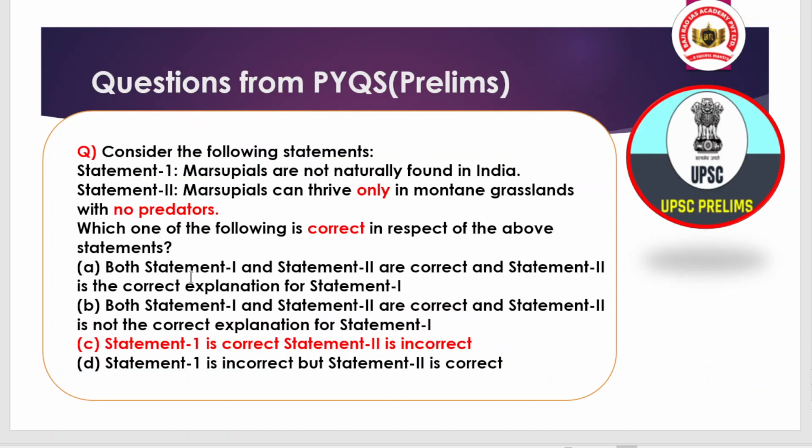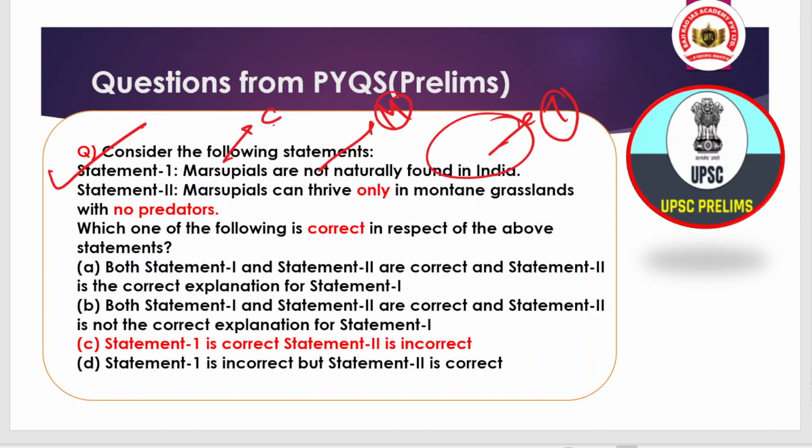Now the solution of the prelims question is option C. And why option C? Because when we talk about statement 1, marsupials are not naturally found in India. Yes, marsupials are not naturally found. They are found in Australia, okay, and they live in relatively drier regions. Okay, that is the point.